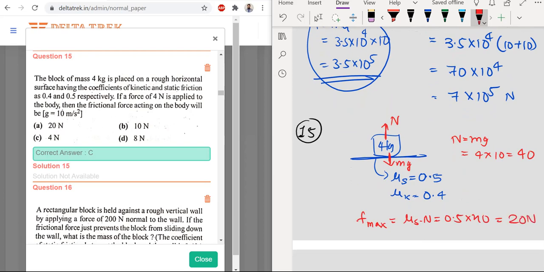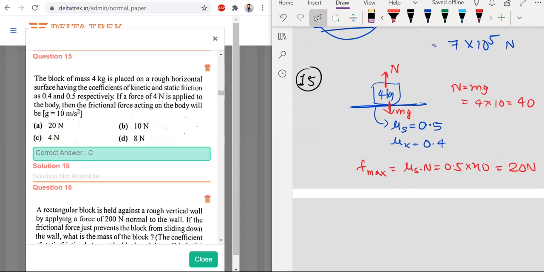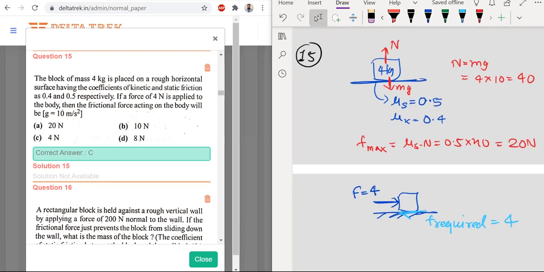Now look, the maximum friction is 20, but what does the question say? The force applied to the box is 4. If applied force is 4, how much friction will oppose it? F required is only 4. F required will be only 4, not the whole 20. The 20 is its maximum value, that is, this much amount it can act. But what is the required value? It is just 4 Newton.